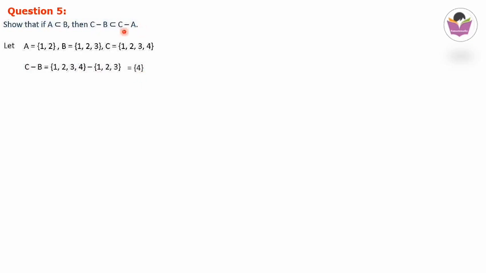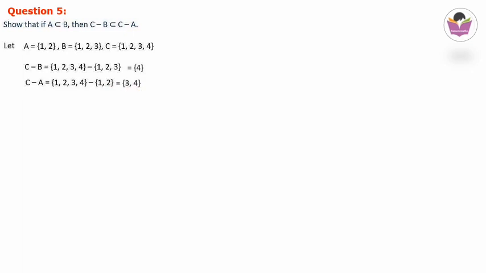Next, C minus A we can take. C minus A means set C is {1, 2, 3, 4}, minus A which is {1, 2}. Elements of C which are not in A. So 1 is there, we cannot take. 2 is there, we cannot take. 3 not there, we can take. 4 not there, we can take. So 3 and 4 we can take. So that is the set {3, 4}.